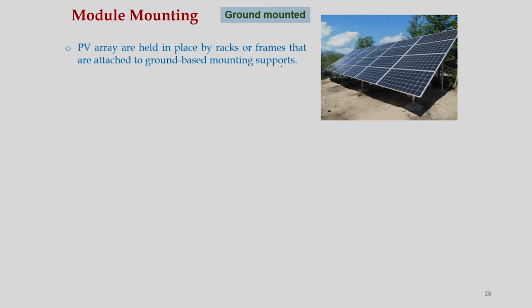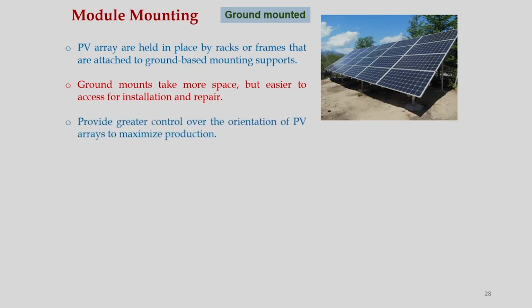Again, we have to do something here, civil work. Cement and other things you need to apply, then we have to have a pole, and a strong foundation needs to be made. So, that involves a lot of cost. Ground mounts take more space, but are easier to access for installation and repair. This is one of the advantages, and they provide greater control over the orientation of the PV array to maximize production.